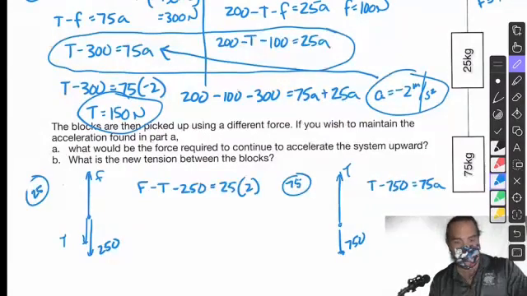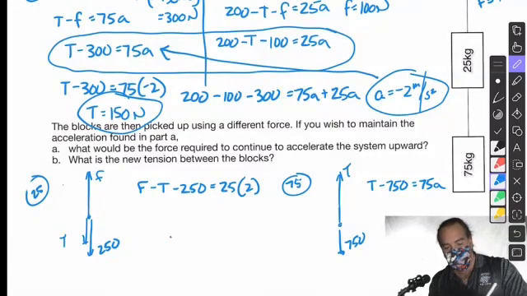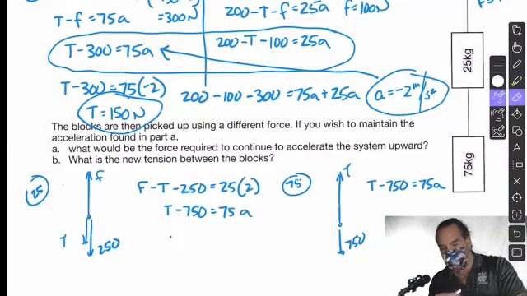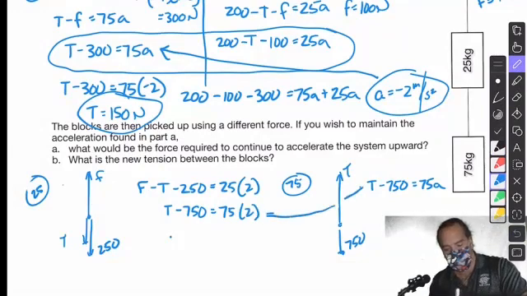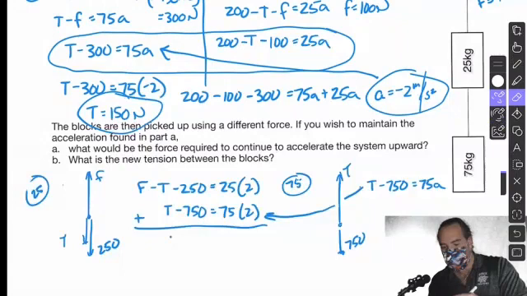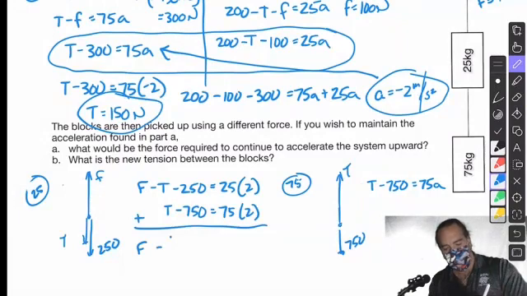Now I add these two things together and the tensions cancel out and I get this right here, T minus 750 equals 75A. So just, well, 75 times 2. So I'm just taking this and writing it here so that I can add them together. And when I do, we get what we had just a moment ago, which is force upwards minus 1,000 equals 25 times 2 and 75 times 2, which is going to be 200.